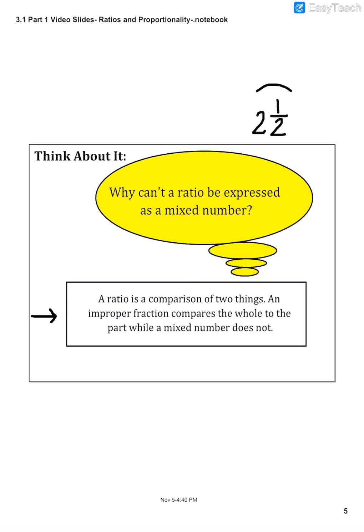So if we look at this example up here, right, we're not comparing anything to another number. That's just the number 2.5. However, if we convert it to an improper fraction and we have 5/2, now we're comparing one thing to another, the numerator to the denominator or the whole to the part.